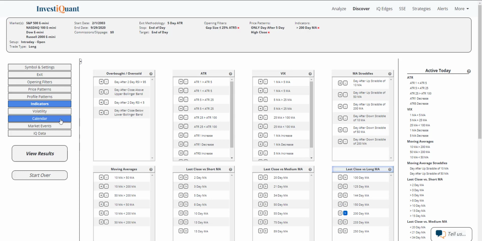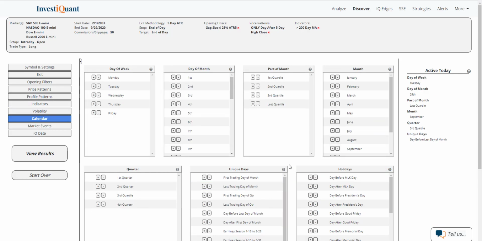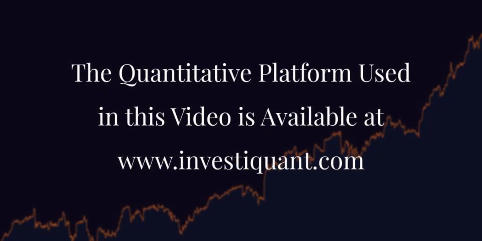And then lastly, I'm going to come into the calendar and add this seasonality aspect that it is the day before the last trading day of the month. So once I hit equals there, I can hit view results.